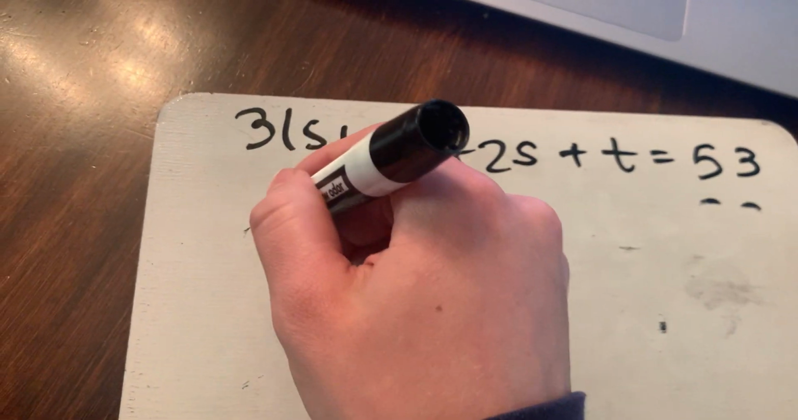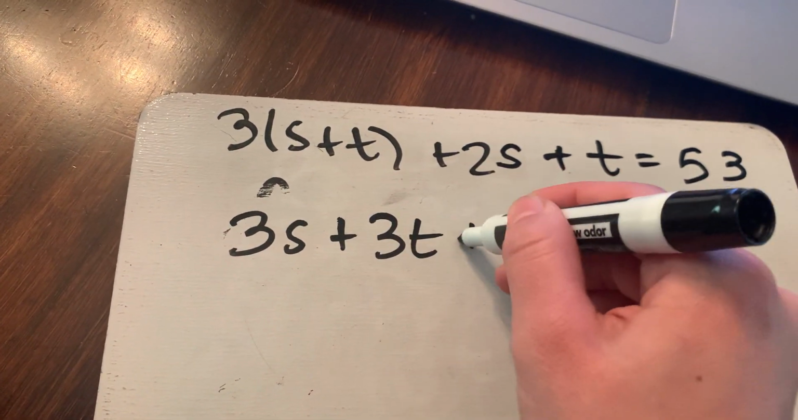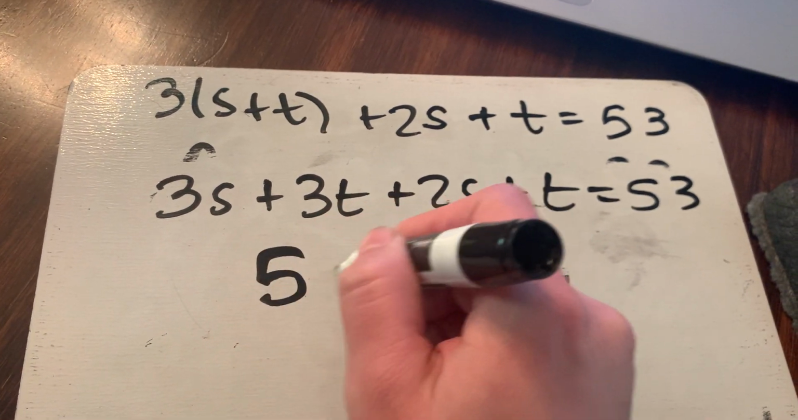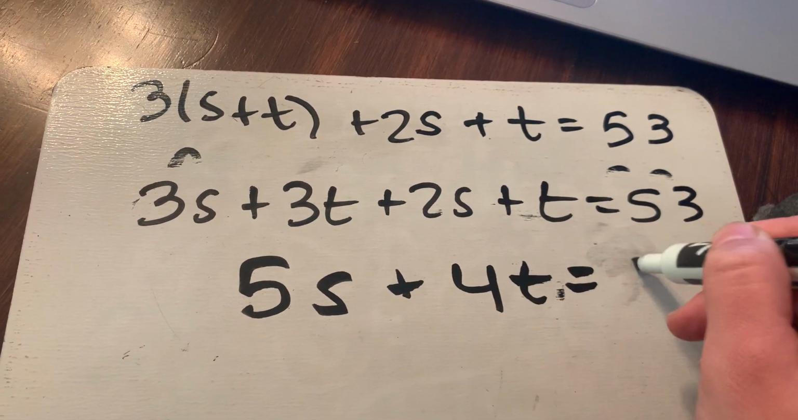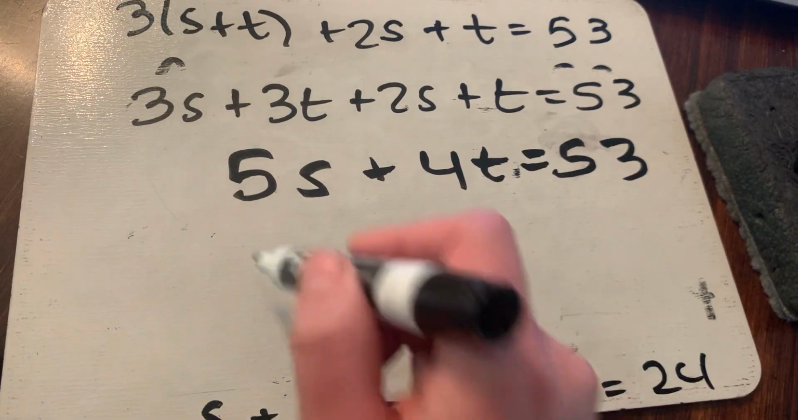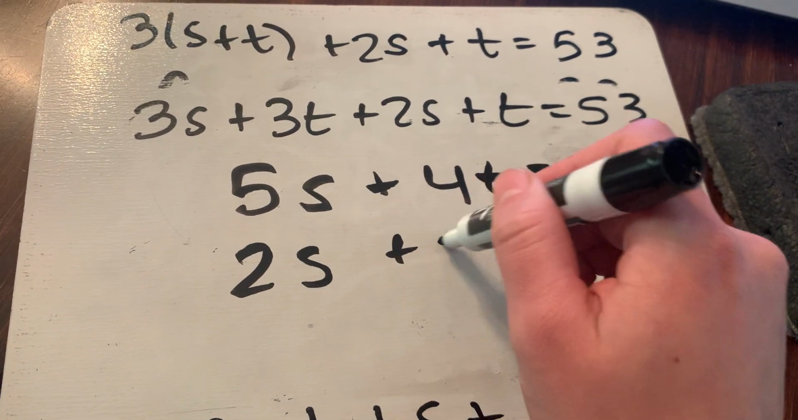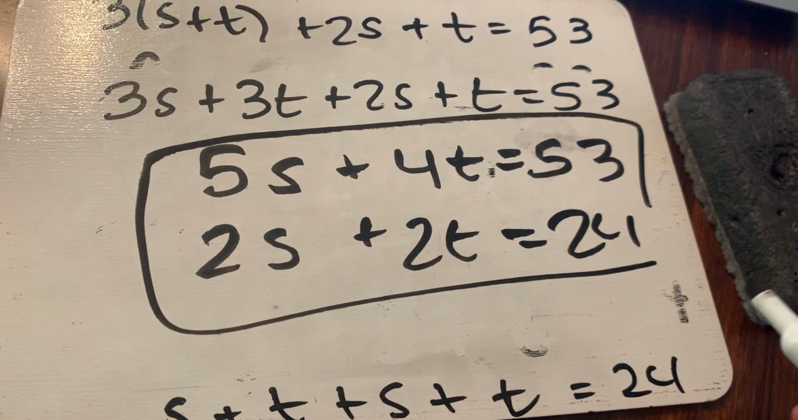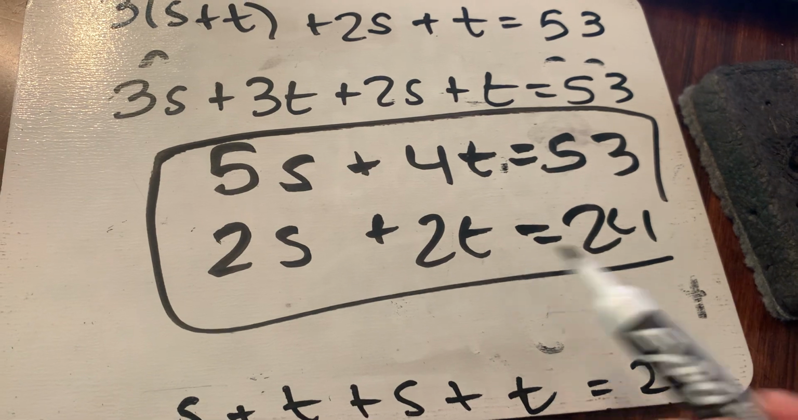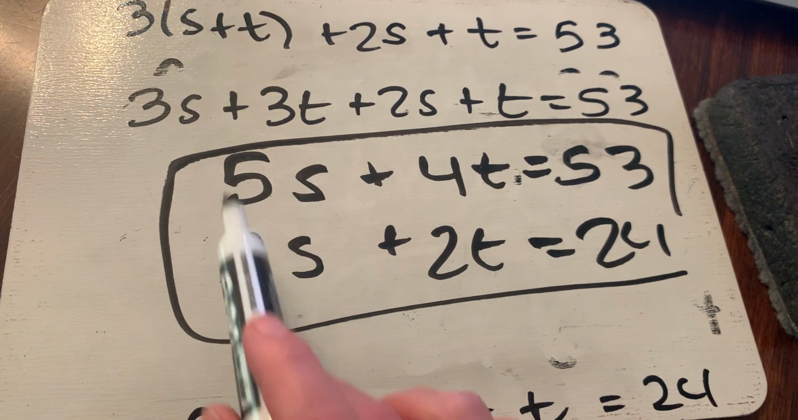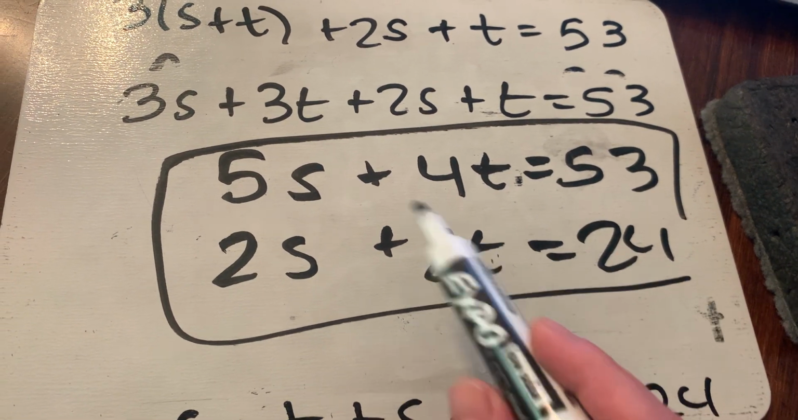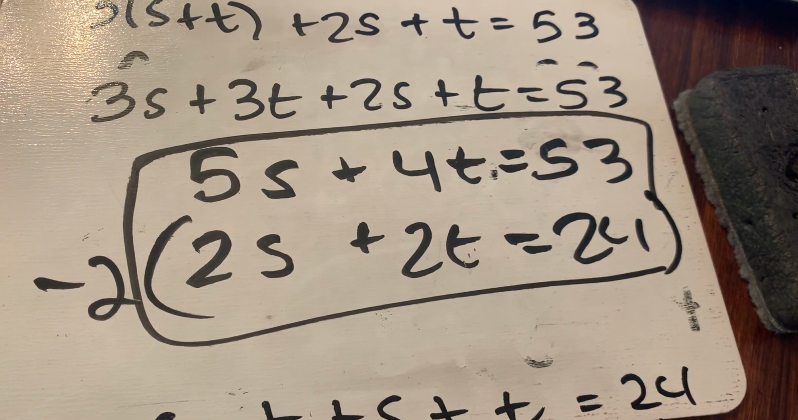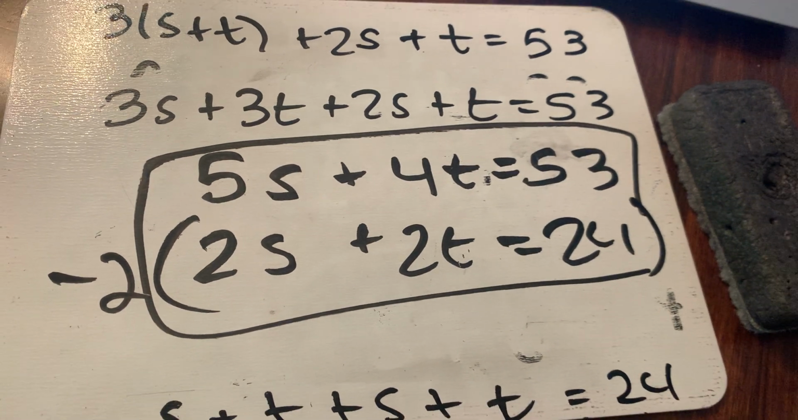So it's going to be 3s plus 3t plus 2s plus t equals 53. So then it's going to be 5s plus 4t equals 53. And then there's 2s plus 2t equals 24. That's it. Then you can decide, you want to make this 10 or negative 10, 2 or negative 2. This one's probably easier. I'd multiply by negative 2 and solve the system of equations like you have been since Algebra 1, Geometry, in this class.